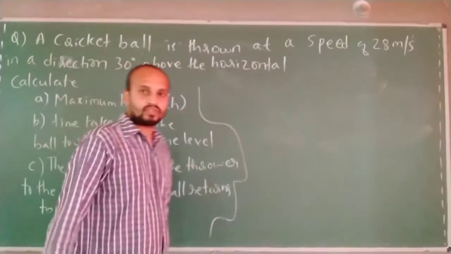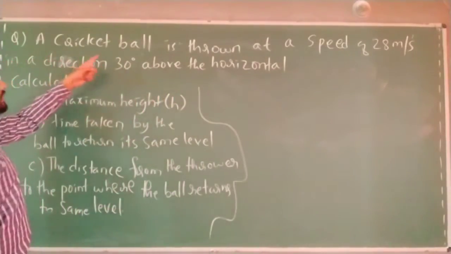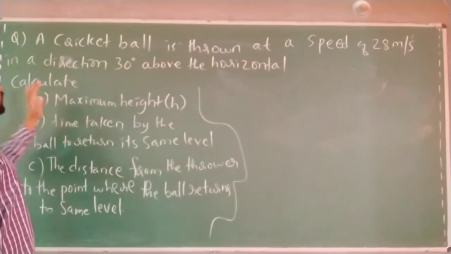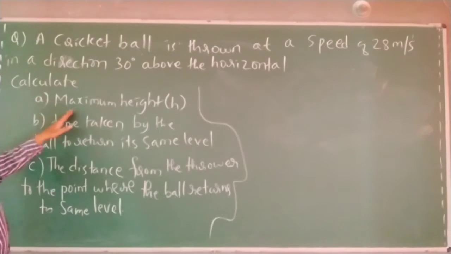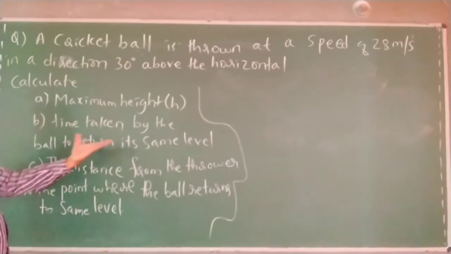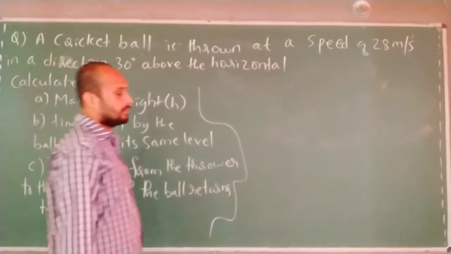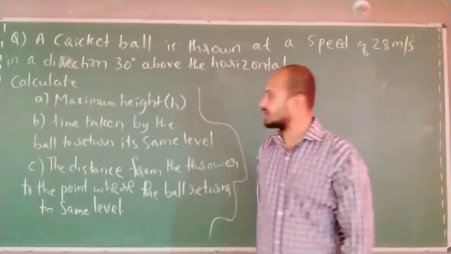Let's solve some numericals on projectile motion. A cricket ball is thrown at a speed of 28 meters per second in a direction 30 degrees above the horizontal. Calculate the maximum height reached by the ball, the time taken by the ball to return to the same level, and the distance from the thrower to the point where the ball returns to the same level. These are the three questions being asked.